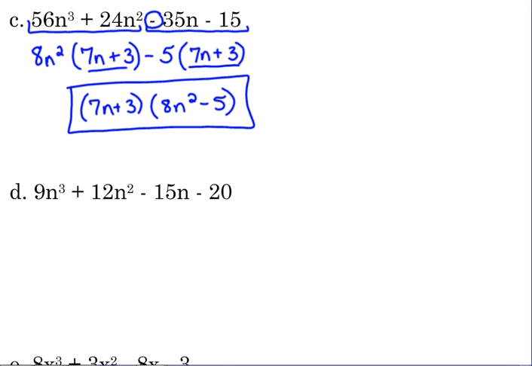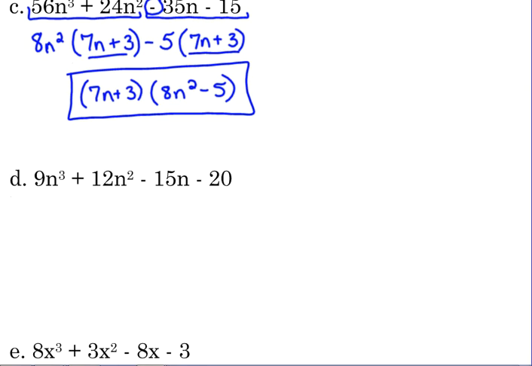Haven't really mentioned this up to this point, but you do always want to do a quick check at the beginning and make sure that the entire problem doesn't have a common factor. Still not going to come up in this problem. It's close. 9, 12, and 15 are all multiples of 3, but the 20 throws it off. So this one does not have a GCF for the entire polynomial. So we can go ahead and go to grouping.